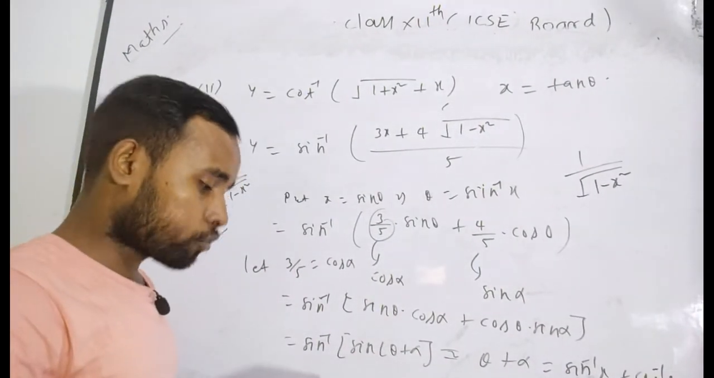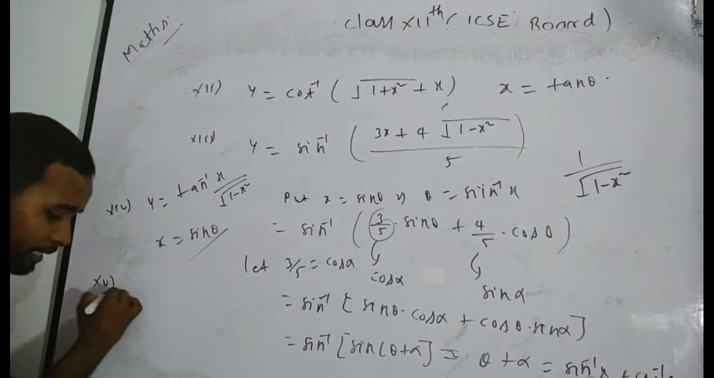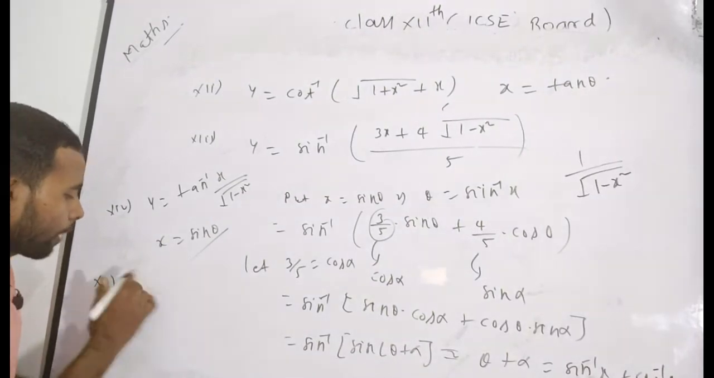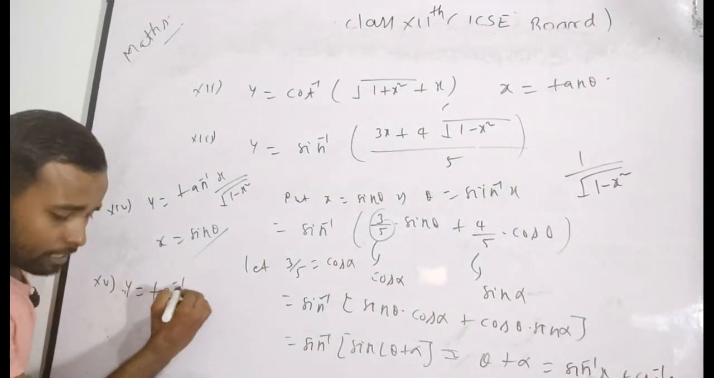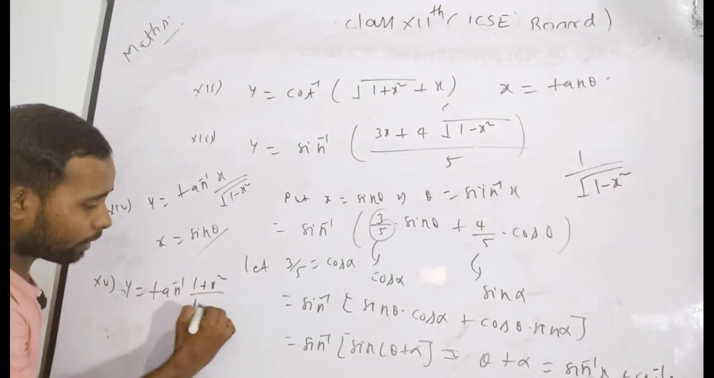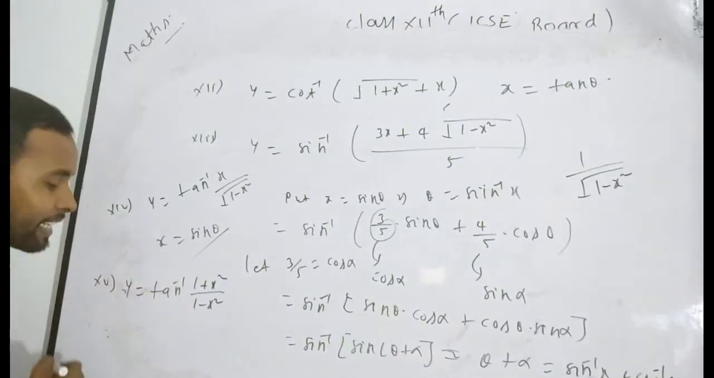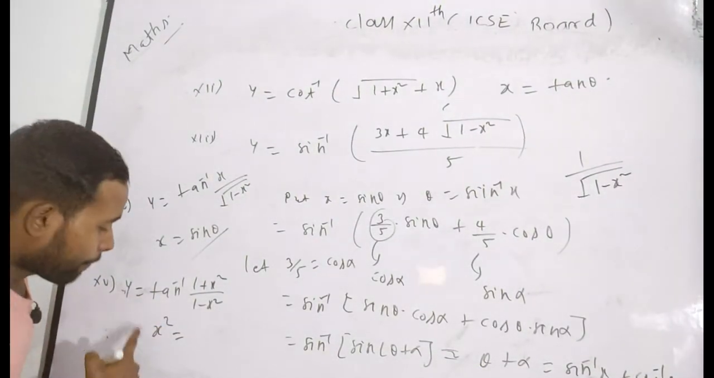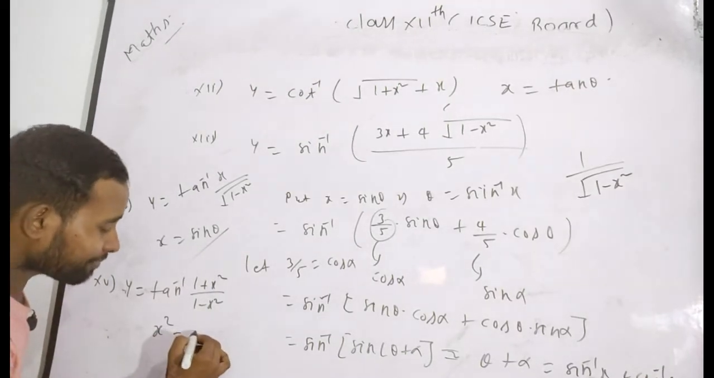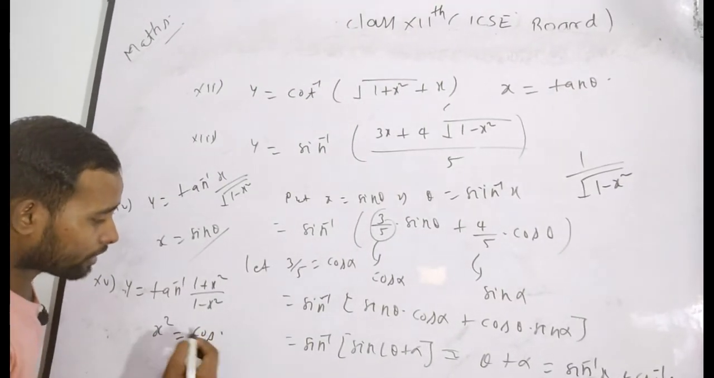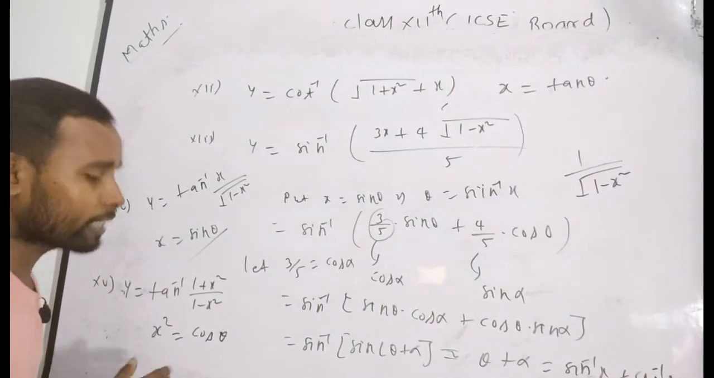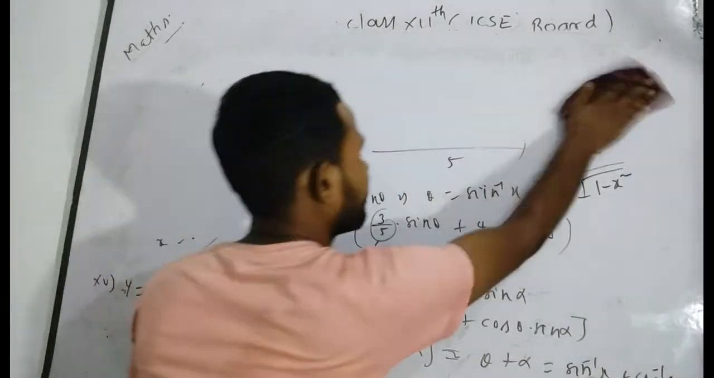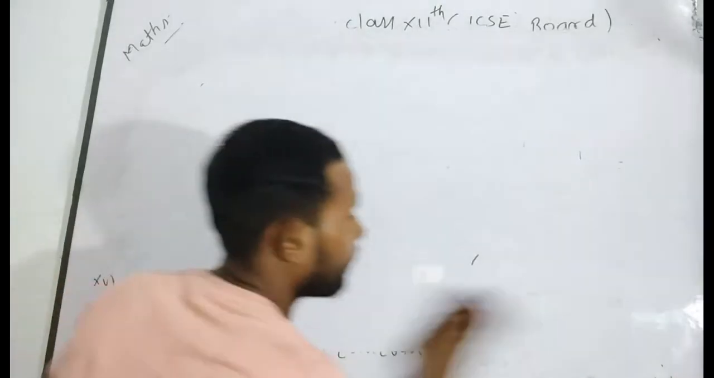Again, take question 15. In question 15, it has given y is equal to tan inverse of (1 plus x square) divided by (1 minus x square). And you have to solve this question again. Simply put x square equal to cos theta and proceed. If you put cos theta in place of x square, first rub this part, then I will suggest you.